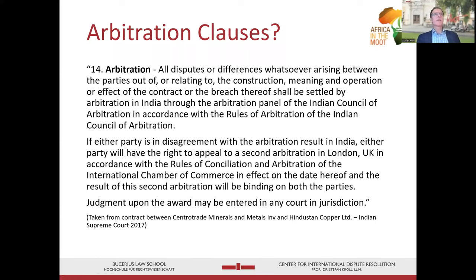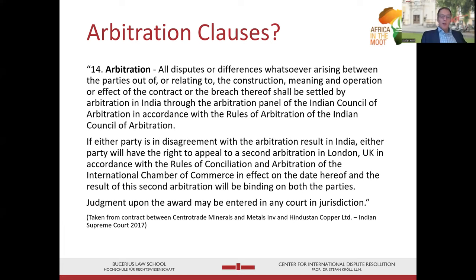And then they come up with a second instance. If either party is in disagreement with the arbitration result in India, either party will have the right to appeal to a second arbitration in London in accordance with the rules of conciliation and arbitration of the ICC. Something which is clearly possible under the rules of party autonomy, which you will not find frequently in practice, but where the parties have really looked into the specifics of the case and came to the conclusion that in the majority of cases, we are happy with an arbitration in India because it will involve small amounts in dispute, and it doesn't make sense to bring the case to more expensive arbitration in Europe. But for certain disputes, we want to have the right to go to Europe with a second instance if we are unhappy with the arbitration at the first instance.